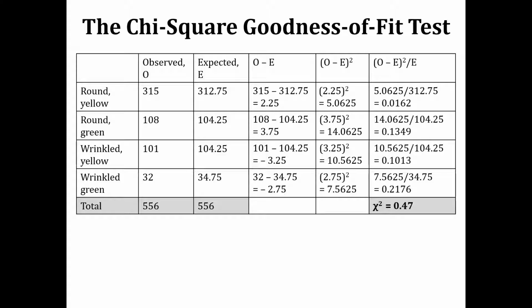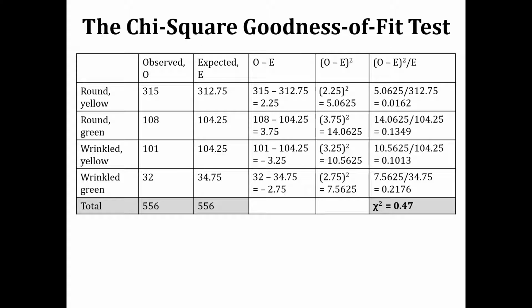Now we take the sum of these individual values: 0.0162 plus 0.1349 plus 0.1013 plus 0.2176, and their sum is 0.47. So this is the value of the chi-square that we have. So what should be our next step?